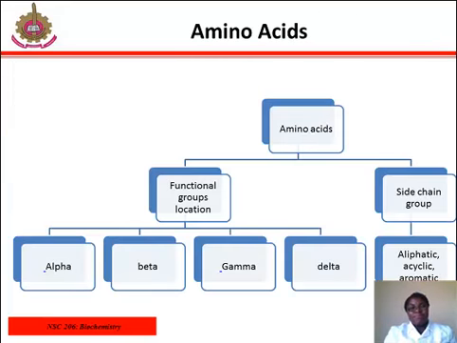Amino acids. The key elements of an amino acid are carbon, hydrogen, oxygen, and nitrogen, though other elements are found in the side chain of certain amino acids. About 500 amino acids are known and can be classified in many ways. They can be classified according to the core structural functional groups, location such as the alpha, beta, gamma, or delta amino acids, and other categories related to polarity, pH level, and side chain group type, like aliphatic, acyclic, aromatic, containing hydroxyl or sulfur.